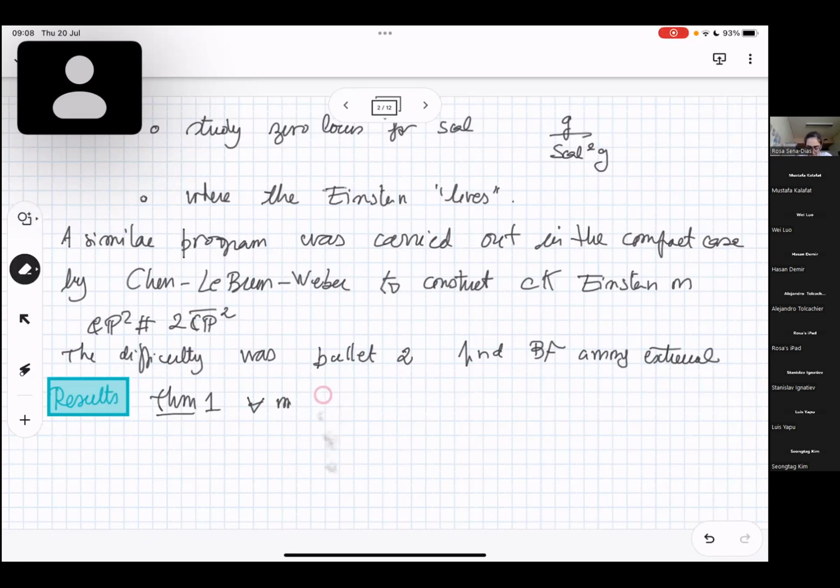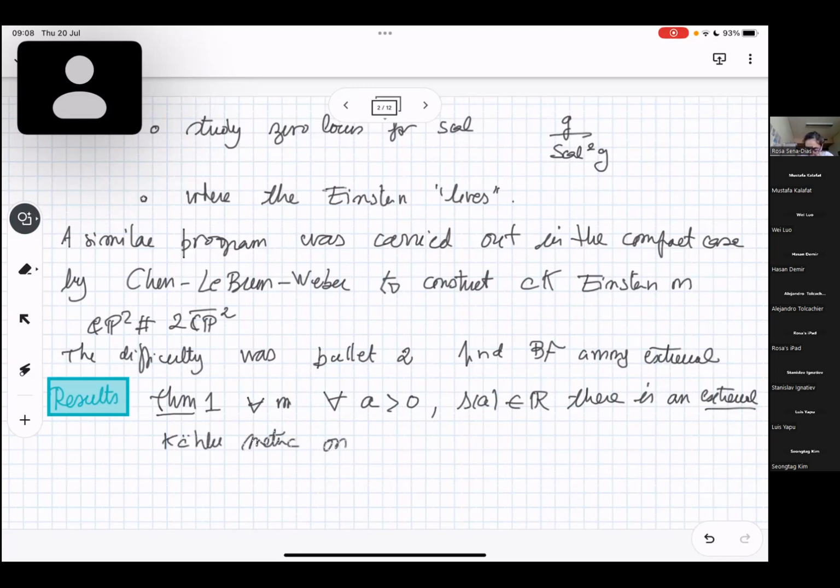and so for all A positive and S_A real, there is an extremal Kähler metric on D_m, which is a disk bundle in O(-m). That is, it's a neighborhood of the zero section in O(-m), which is how I was talking about it last time. So a neighborhood of the zero section always contains a disk bundle inside O(-m).